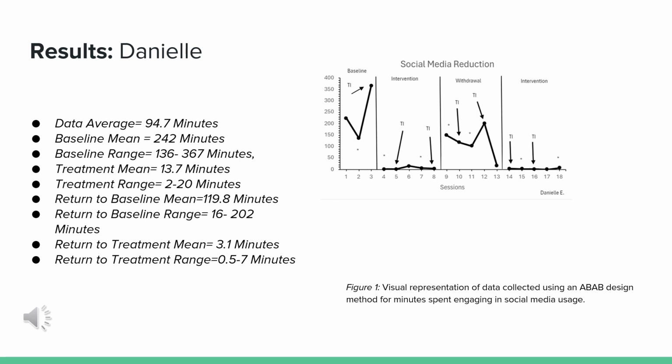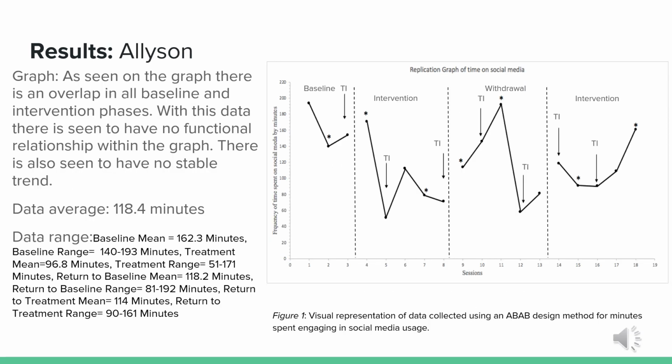One thing to note with the data trends and with the functional relationships, the values during the intervention or the treatment were too low for a functional relationship to be depicted. So for my graph, you can see that there is a lot of overlapping between all baseline phases and intervention phases. With that being said, that means there's no functional relationship within the graph, as well as no stable trend. With that conclusion, you can see that using the screen time app wasn't as effective on my side as it was for other participants in the study.